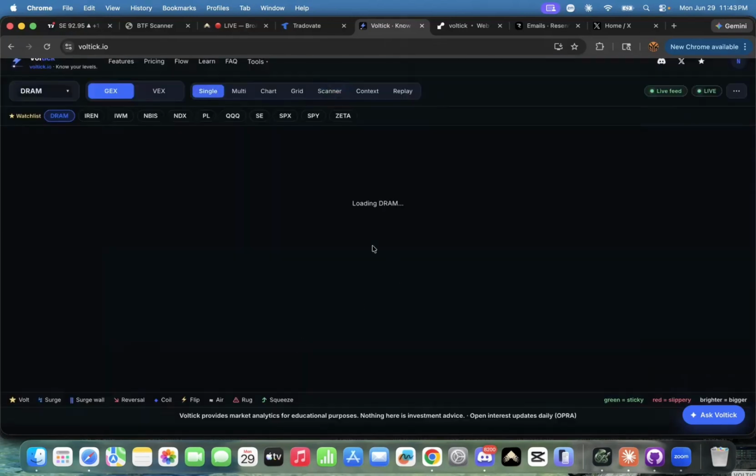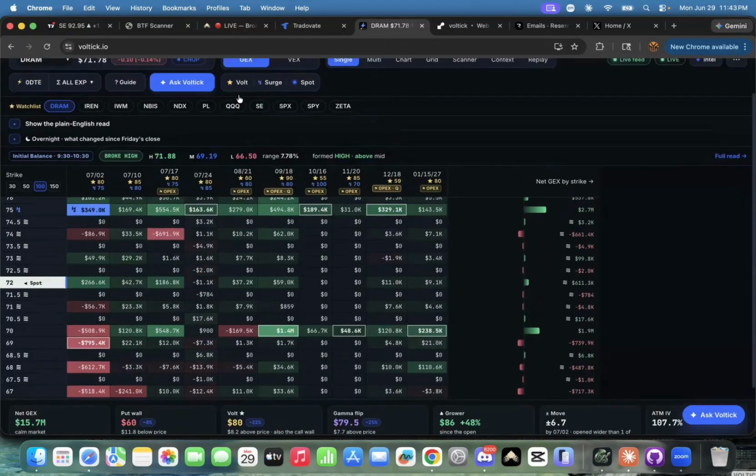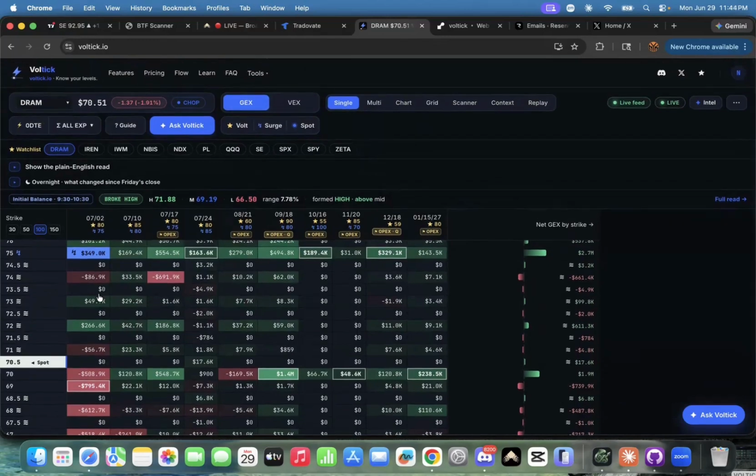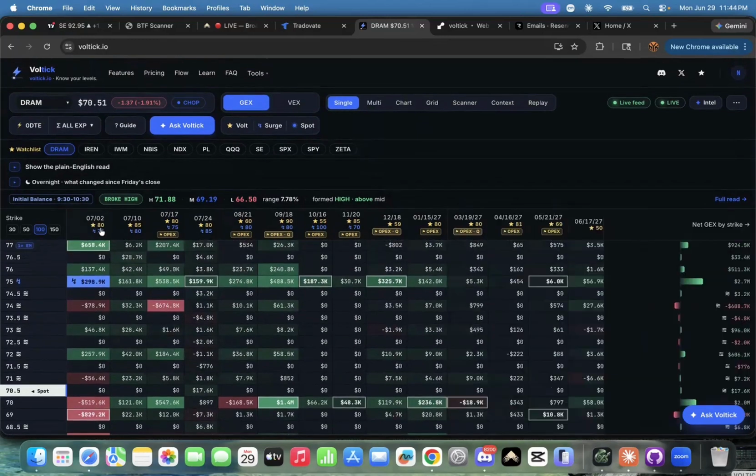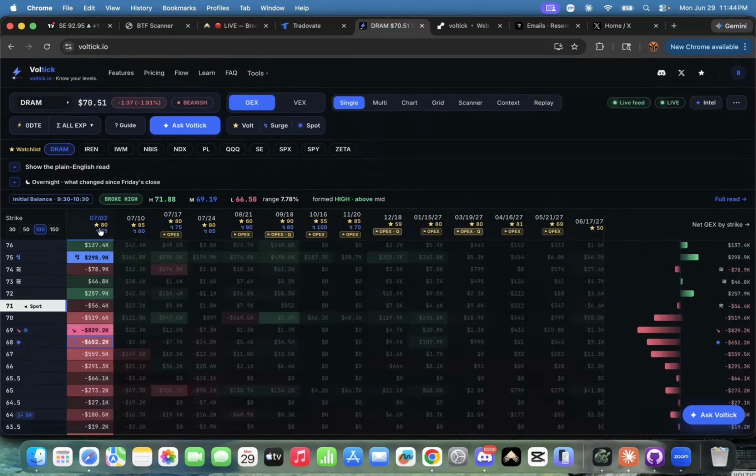This was a perfect one. And this is actually a swing that I'm in now. So this is a swing that I'm in now. This is DRAM. And the reason for this trade, again, same exact setup here.